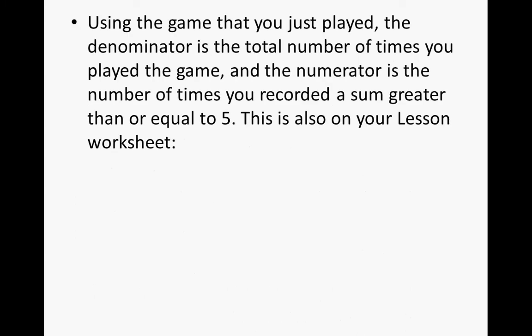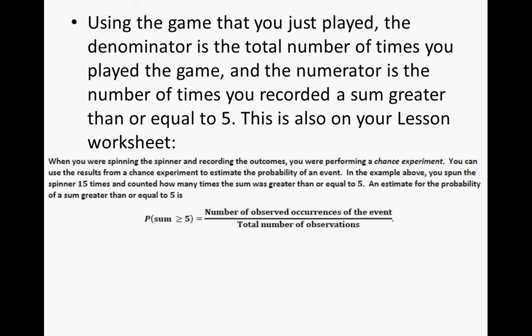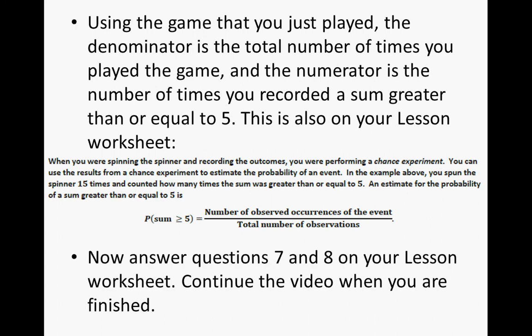So using the game that you just played, the denominator is the total number of times you played the game, and the numerator is the number of times you recorded a sum greater than or equal to 5. This is also on your lesson worksheet. Now, using this information, answer questions 7 and 8 on your lesson worksheet. Continue the video when you are finished.